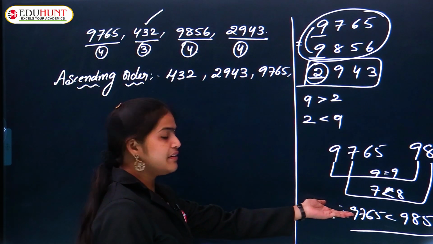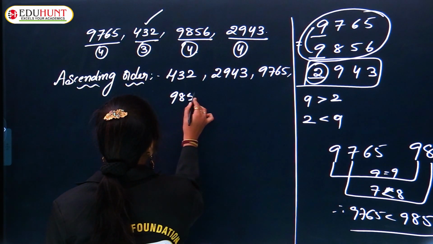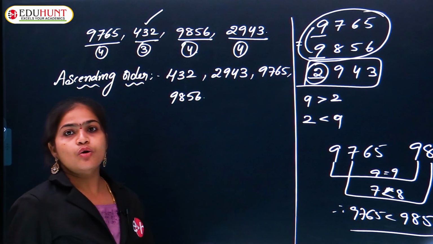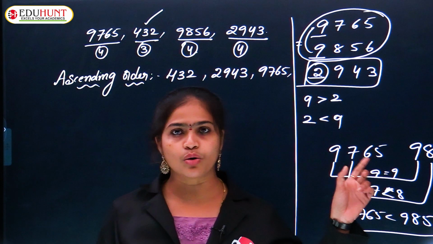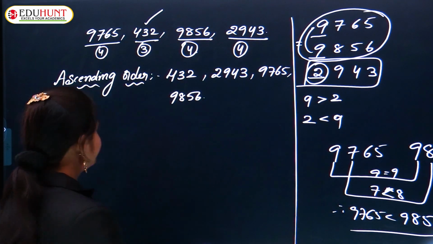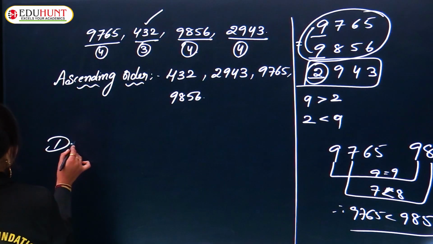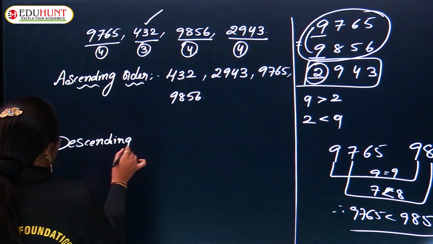Next, and finally we are having one and only number, that is 9856. This is called arranging in ascending order. Arranging the numbers in ascending order. Understood? Now how to write in descending order?